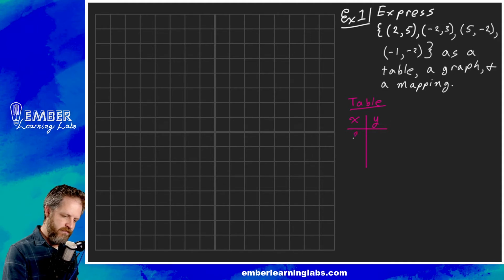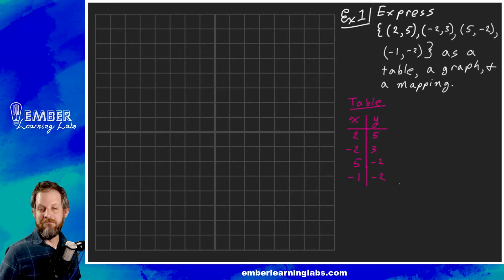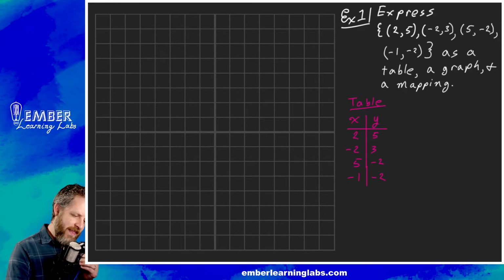So (2, 5), (-2, 3), (5, -2), and (-1, -2). So there's the table. Done. Wow, that was hard. You got this. No problem. And then as a graph, so we're going to graph it. I'm going to just label graph in red for notes' sake.